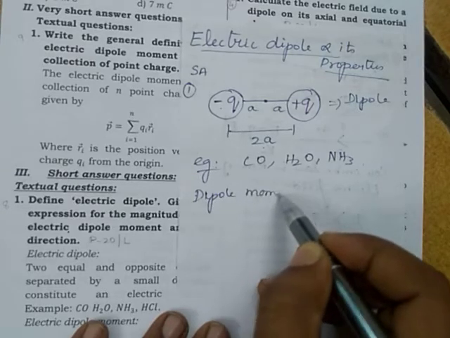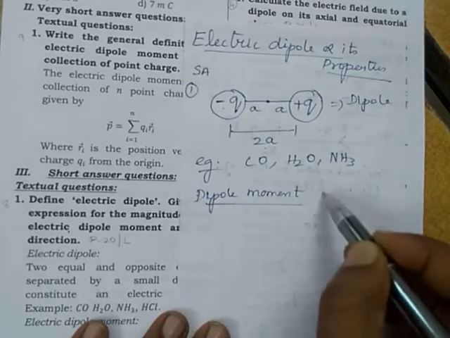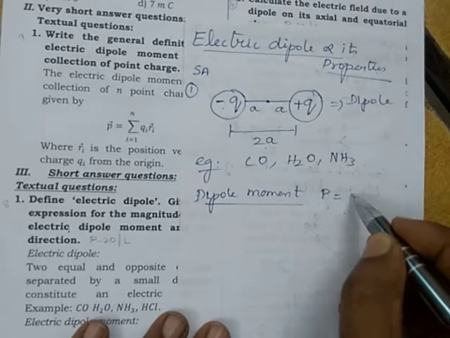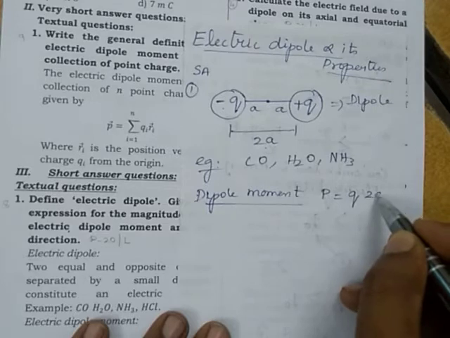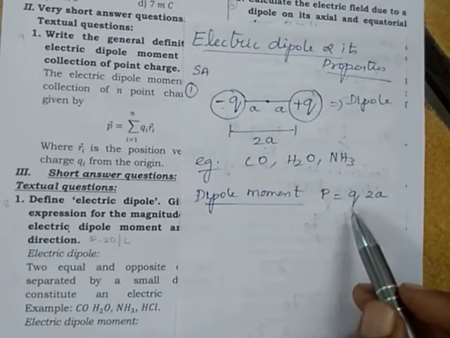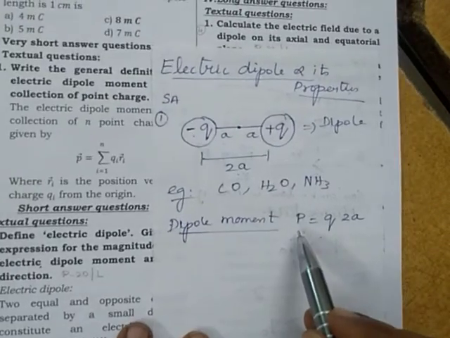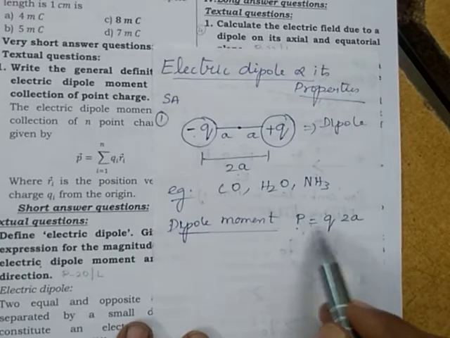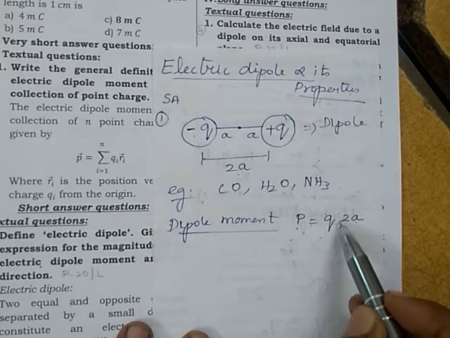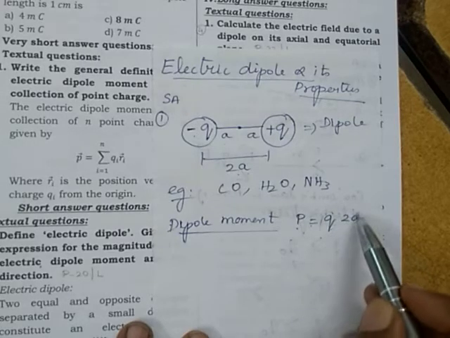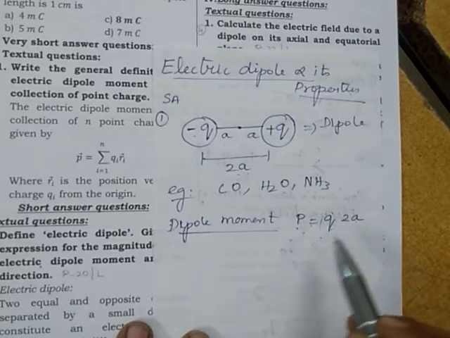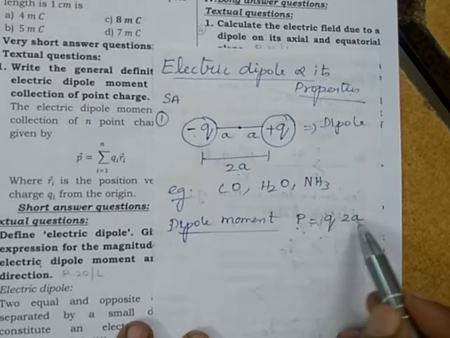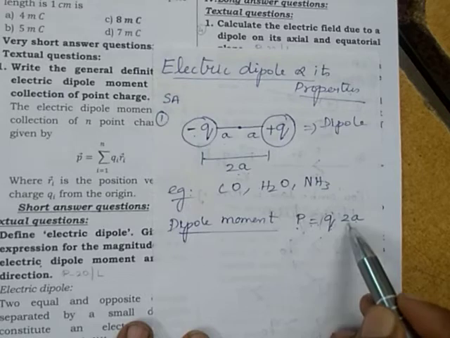Dipole moment. P is a dipole moment. P is equal to q into 2a. We can simply state it as the magnitude of the dipole moment, which is equal to the product. Here we multiply q, the charge, and the distance. So the magnitude of the dipole moment is equal to the product of the magnitude of the charge and the distance between the two charges.